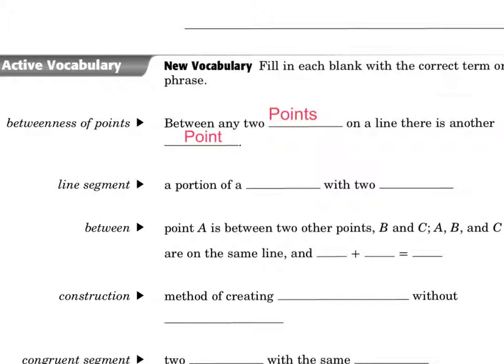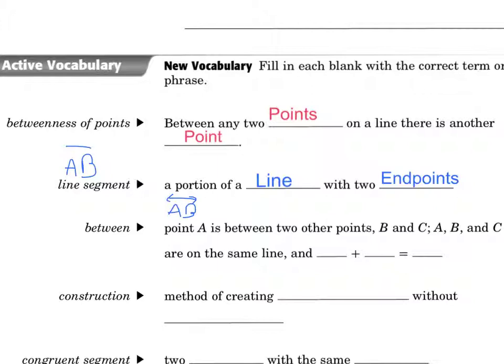Alright, next up, the line segment. A line segment is a portion of a line with two endpoints. Now here's the big thing. Make sure you guys know this. A line, if we say AB is a line, we put arrows. But if it's a line segment, we say AB and we just put a line over it. So a line segment is something that we can actually measure because it has a distance. It has an endpoint, it has a start and an end.